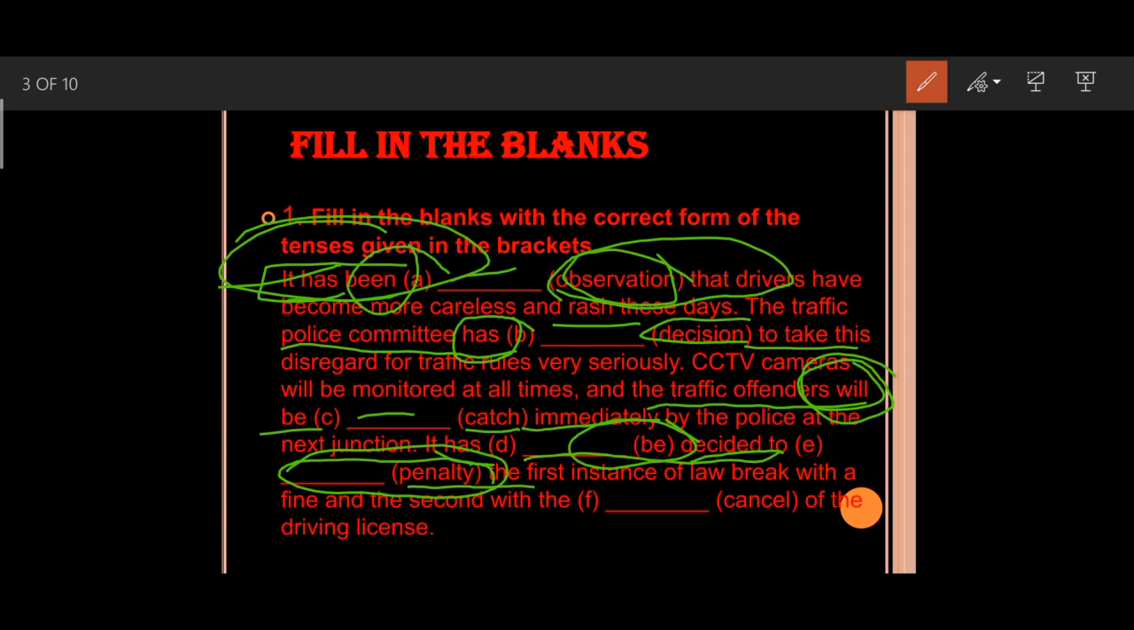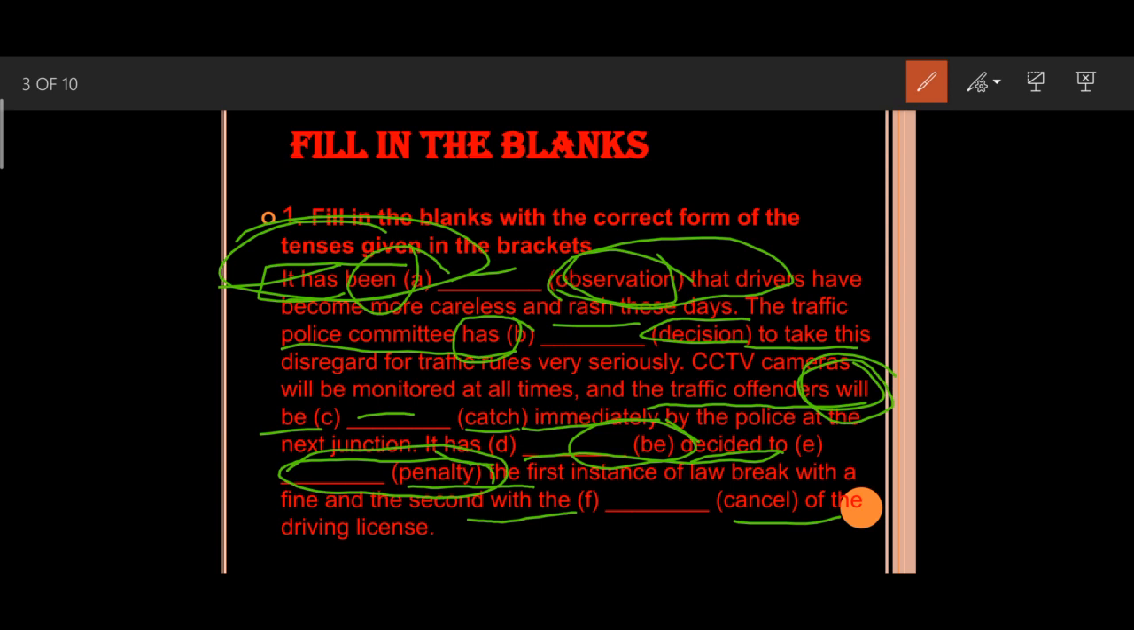The first instance of law break with a fine and the, all right, forget that. Let's move to F. Second with the dash of the driving license. So let's take a moment here and then let's read again. The second with the dash of the driving license. Second with the cancelling of the driving license. Doesn't sound right. Second with the cancelment of the driving license. It's not a proper word. So what do you think will fit?